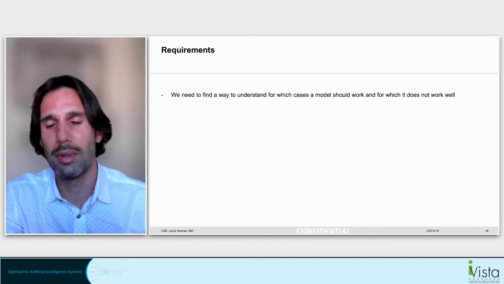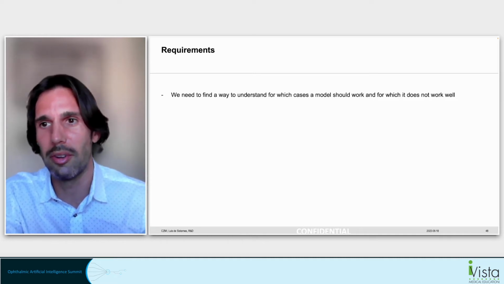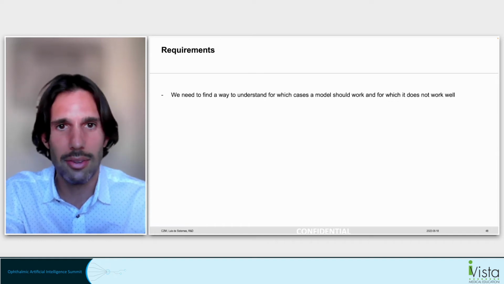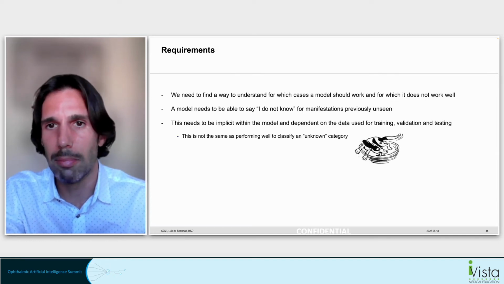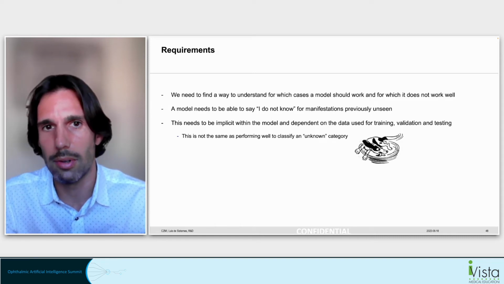We cannot just trust image quality as a metric to evaluate whether our models will work or not. We need something that will tell us implicitly, based on the data that the model has seen, whether it will work or not for that data.